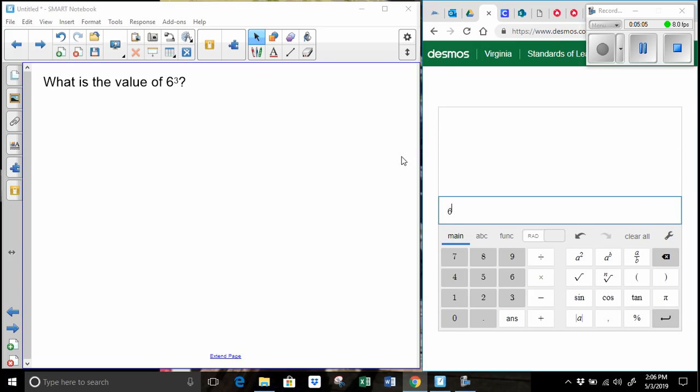If we wanted to do, let's say, 6 to the 8th power, we literally could put an 8 there instead, and there's our answer. So anytime you have a number and it's being raised to something other than 2, this is the button that you're going to want to use for that.